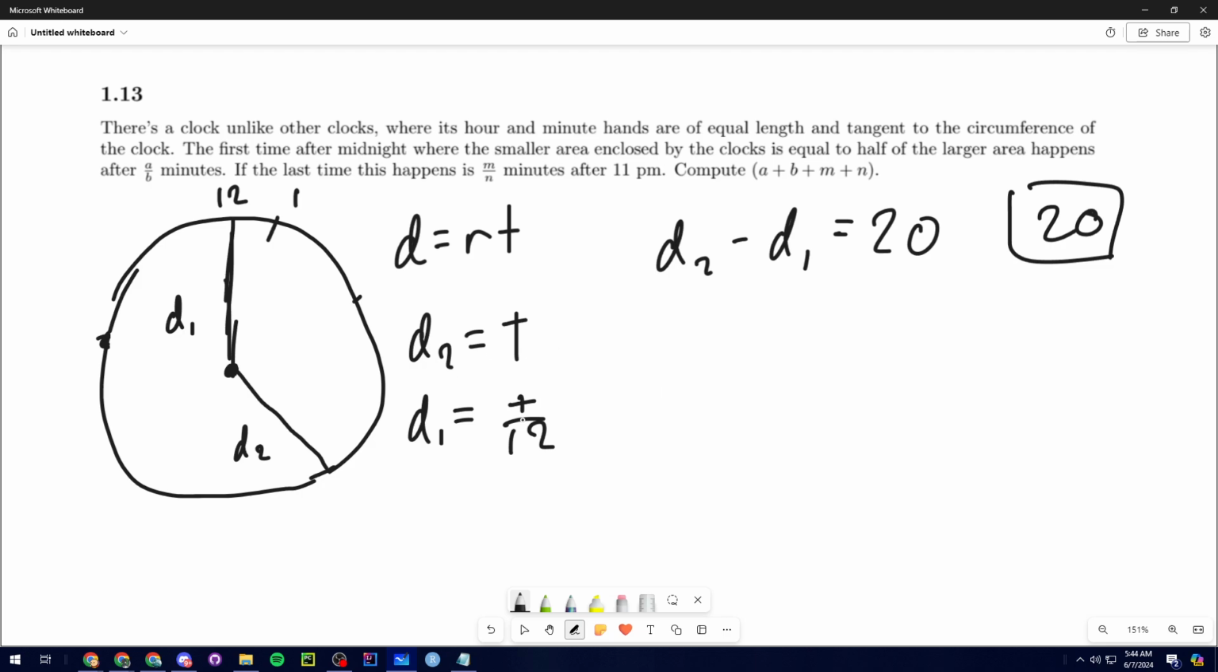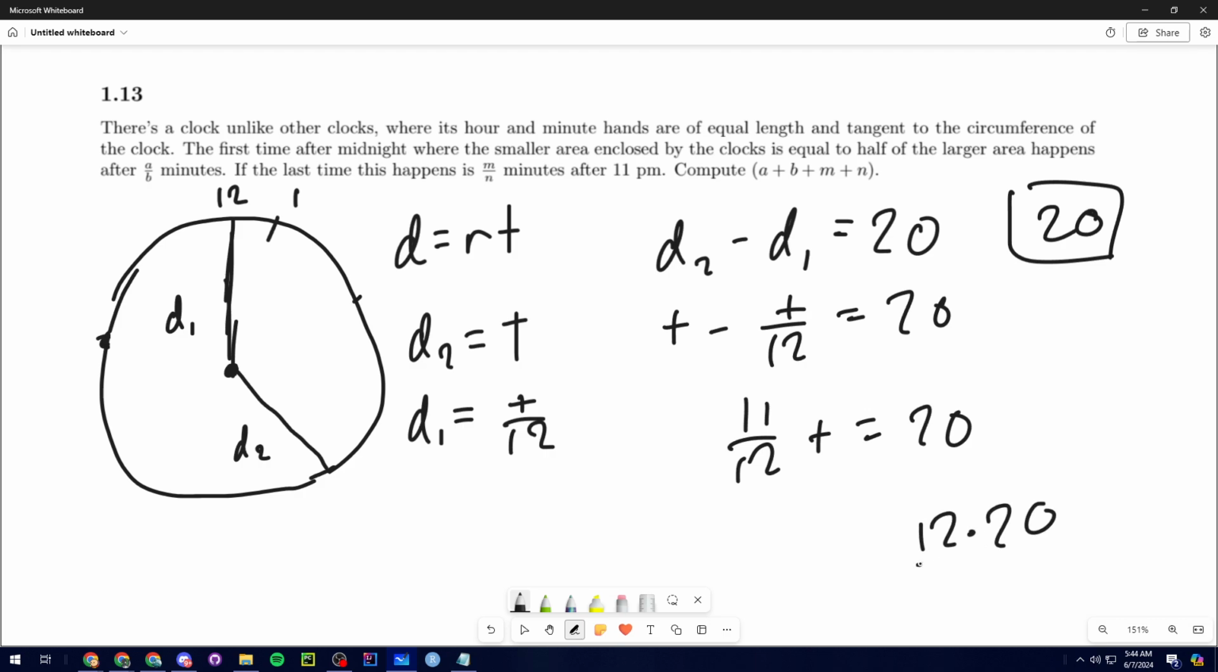So you have the same t, but you have different d's. So plugging in gives you t minus t over 12, and it's equal to 20. So 11 over 12 t is equal to 20. So 12 times 20 over 11 is equal to t. Now that's cool because that's our first one. That's equal to a over b.